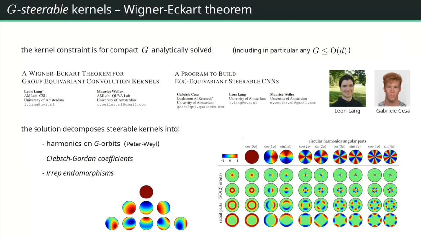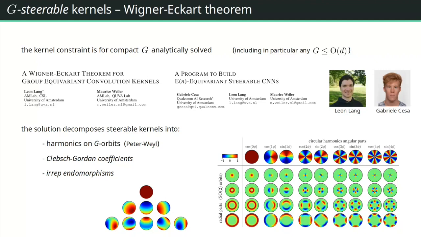We have actually a paper which describes the general solution of these G-steerability constraints for the case of compact groups, which would be unitary groups and all subgroups, or we are interested more in real vector spaces, so all subgroups of orthogonal groups. And this solution is actually based on the observation that our G-steerable kernels are what mathematicians would call a representation operator, and it comes from quantum mechanics.